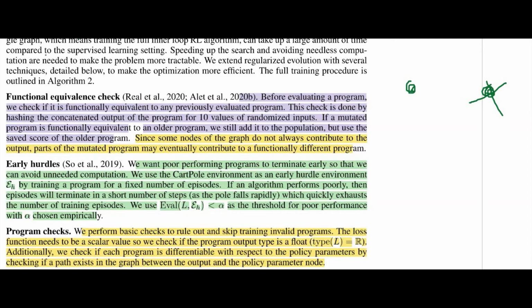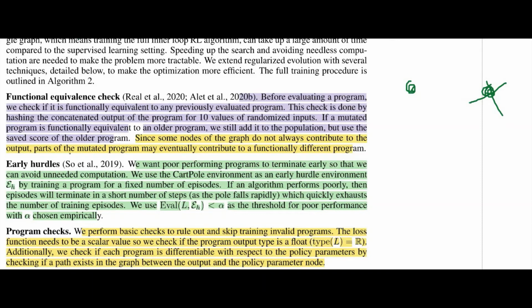So they will use the score from this program. They do add this to the competition, but they don't evaluate on it. They just use the score from the functionally equal program. The reason they add this is because maybe in the future this will lead to something interesting. Because they are functionally equivalent, they're not exactly equivalent. So maybe a mutation would lead to some interesting result here and might not lead to an interesting result there.